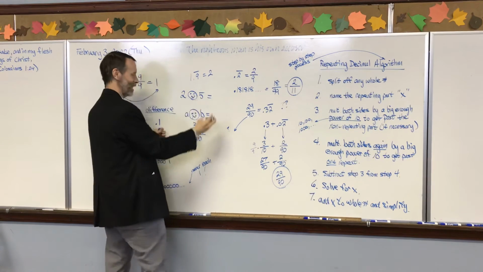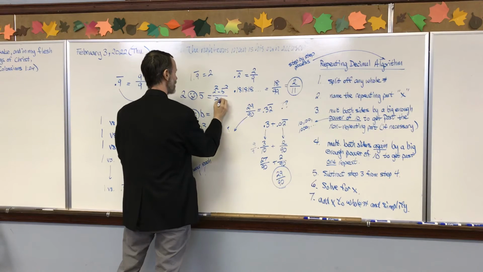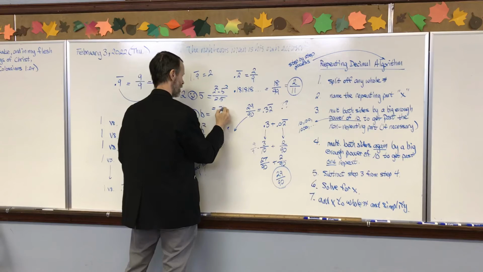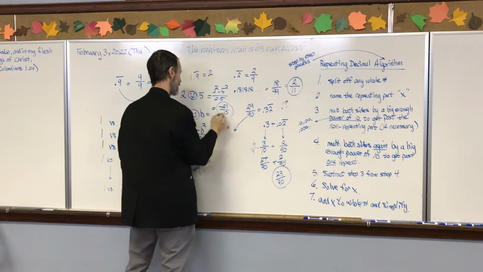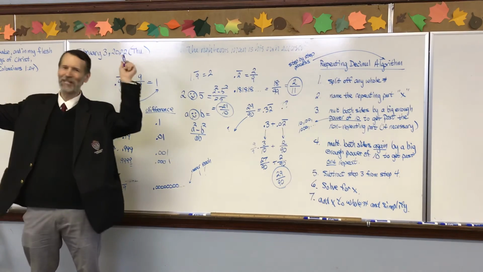So 2 smiley face 5 would be 2 squared minus 5 squared over 2 times 5, which is 4 minus 25, negative 21, over 10. So 2 smiley face 5 gives you negative 21 over 10. Thank you, that's my function.